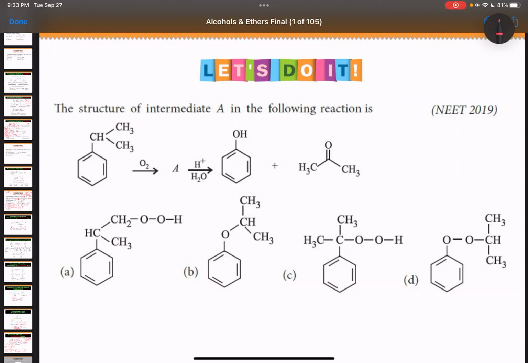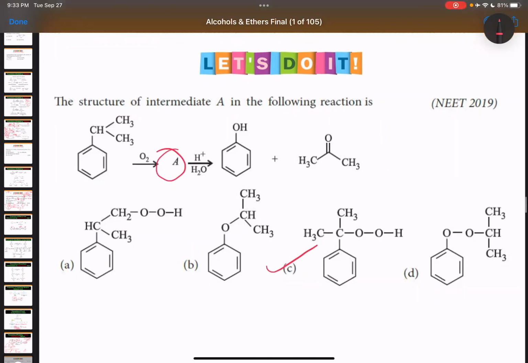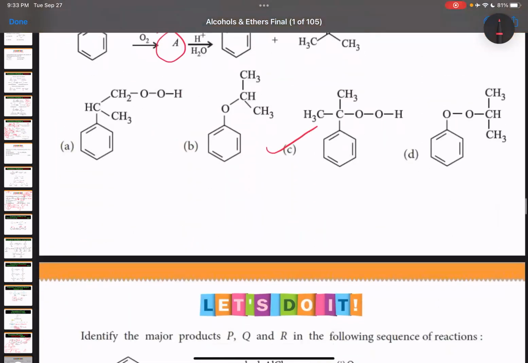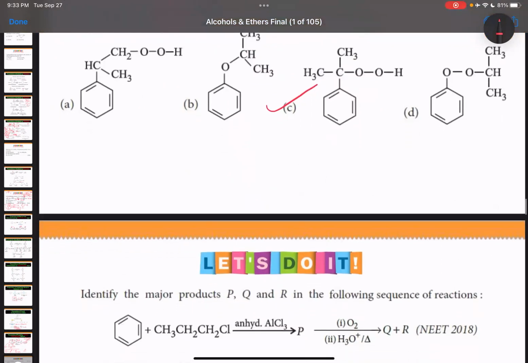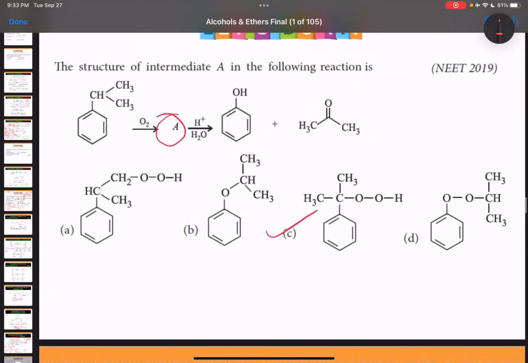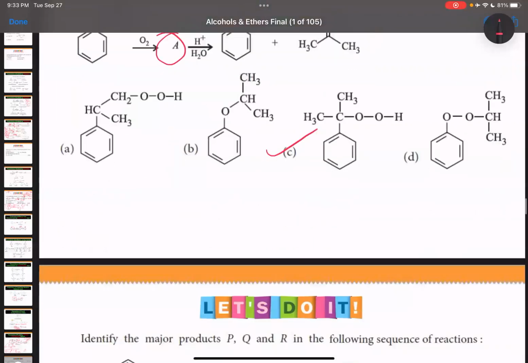This is very simple. Cumene hydroperoxide, correct. So this is asked many times in JEE mains, advanced, everywhere.